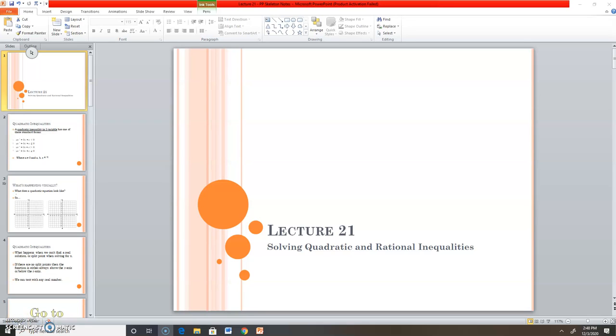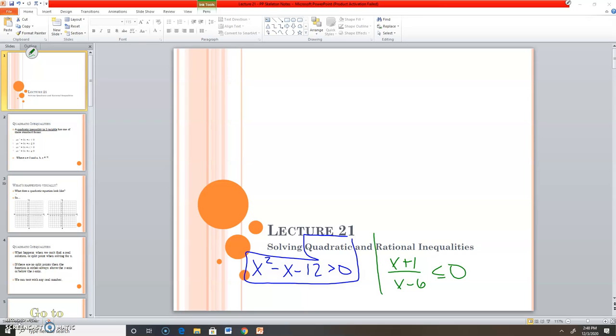Okay, lecture 21, we're going to talk about solving quadratic and rational inequalities. So inequalities meaning that you're going to have greater than, less than or equal to, greater than or equal to signs there. Your quadratics are going to be something in the form of x squared minus x minus 12, and since it's an inequality, it's going to be greater than 0. If I'm talking about rational, rational is ratios, meaning fractions. It's going to be something like this, less than or equal to 0.